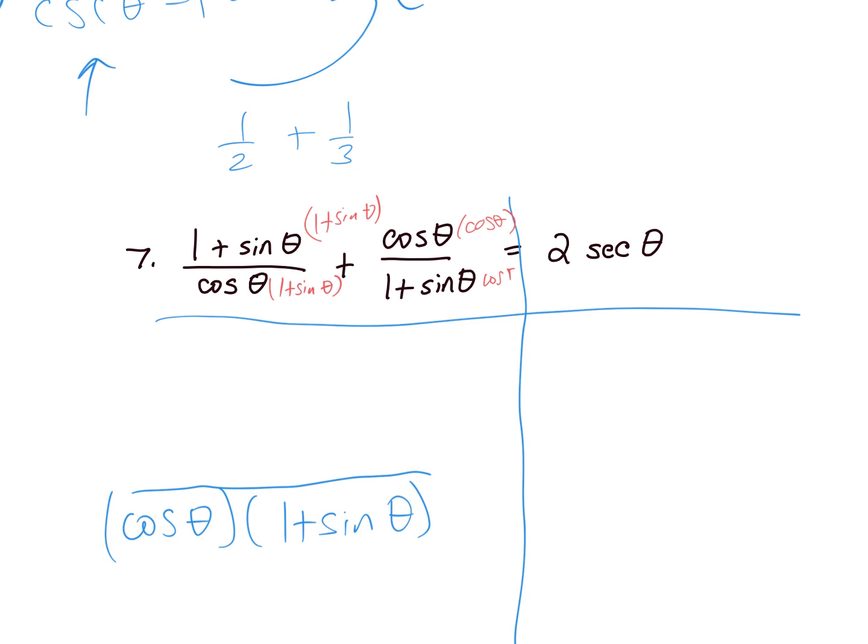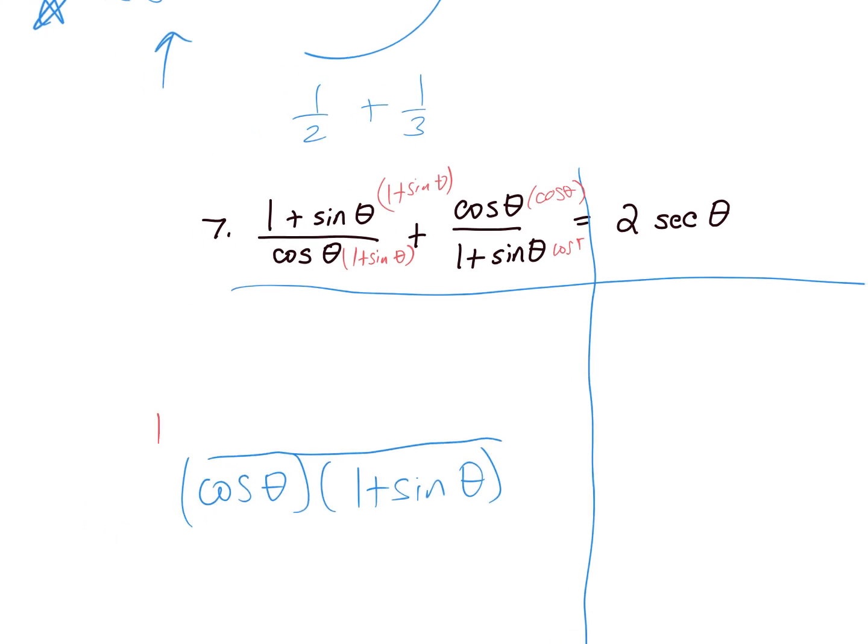So let's FOIL. What's 1 times 1? 1. What's 1 times sine? Plus sine. What's sine times 1? Plus sine. What's sine times sine? All right, this is a little different because usually you're like, oh, good, the signs cancel out. 1 minus sine squared is cosine squared. We're good. It didn't happen here, but no big deal. I have a plus sign. What's cosine times cosine? Cosine squared.